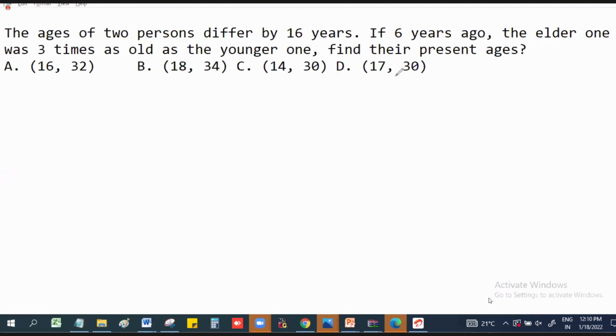Okay, so now the question is all about what? The age difference of two persons is always 60. No, then it was given 6 years ago. What are the people saying about 6 years ago? 6 years ago, the elder one was 3 times the younger one. If the younger one is x, the elder one is what?